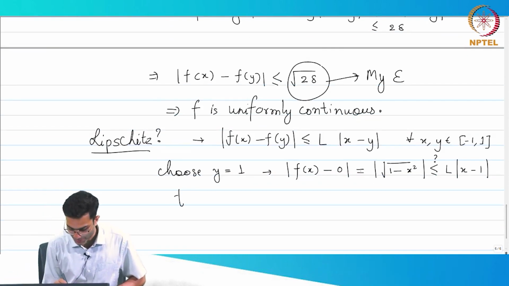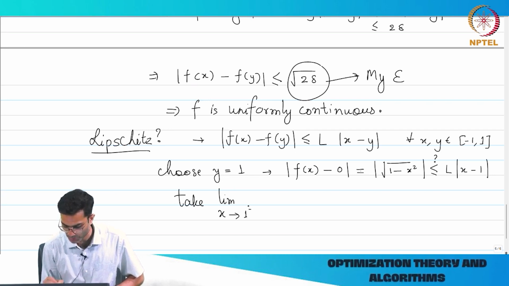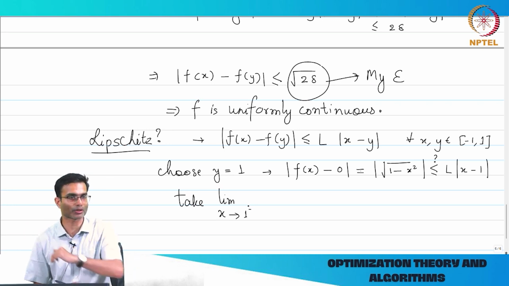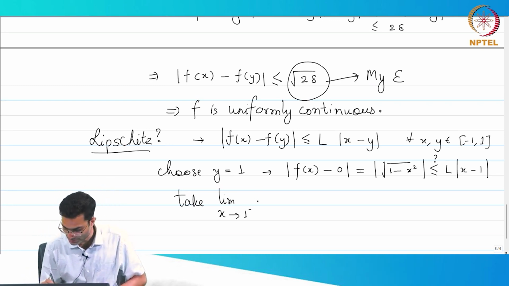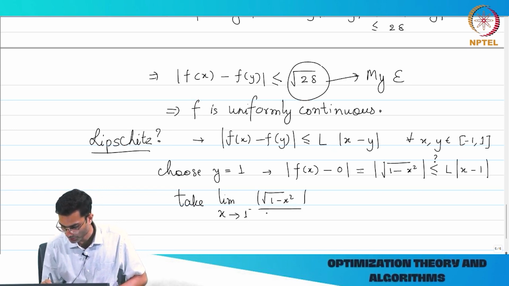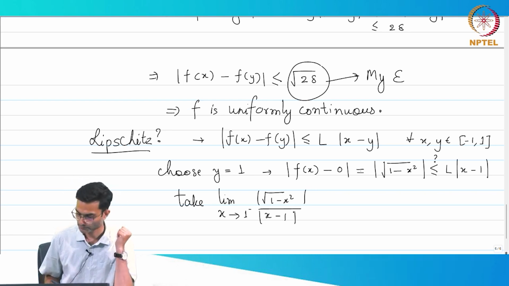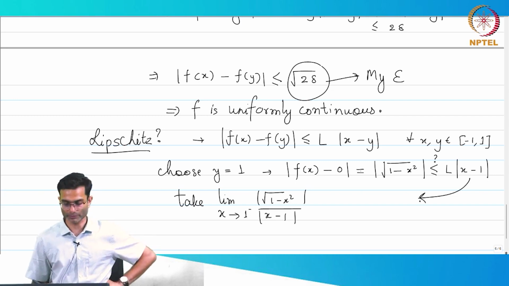So, now let's take the limit as x tends to 1, just from the left hand side of 1, because the other side is not in the domain. And what expression do I want to take? Basically root of 1 minus x squared divided by mod x minus 1. What is this limit? I have just taken this guy onto the other side, and I am asking you what is the limit over here.